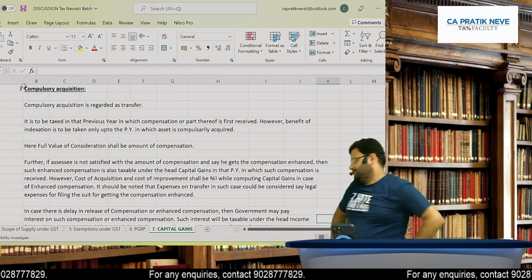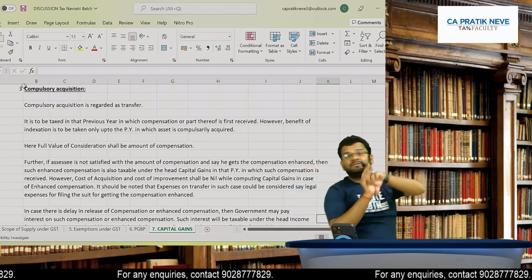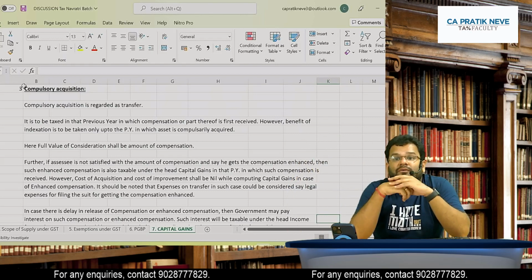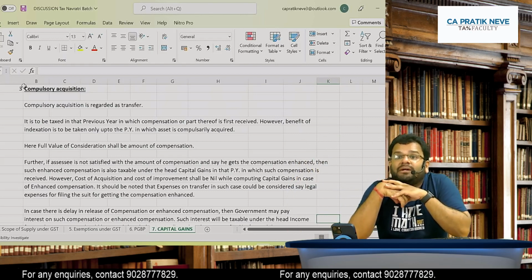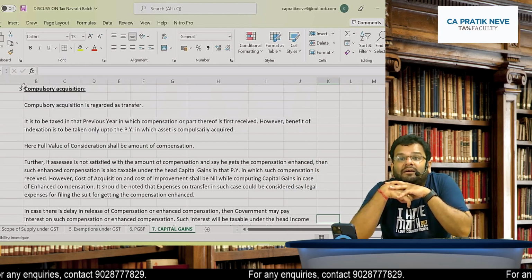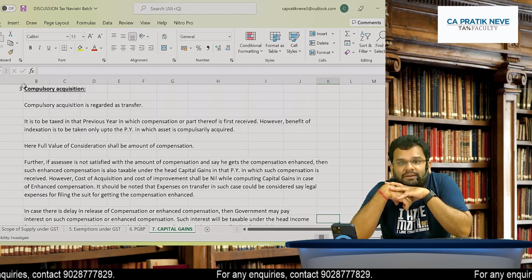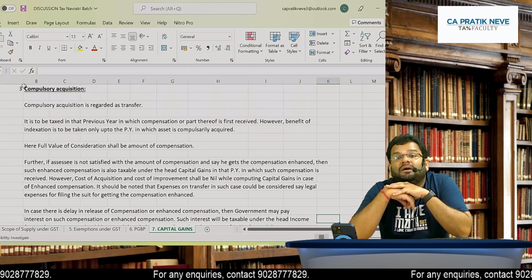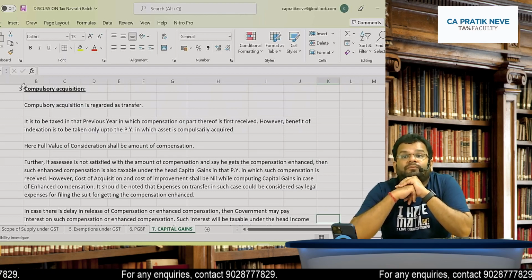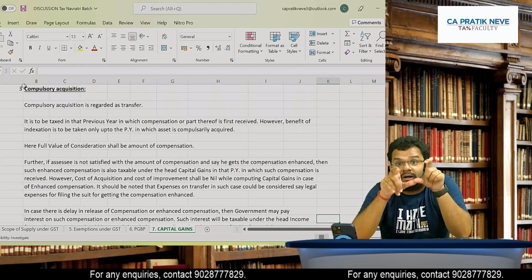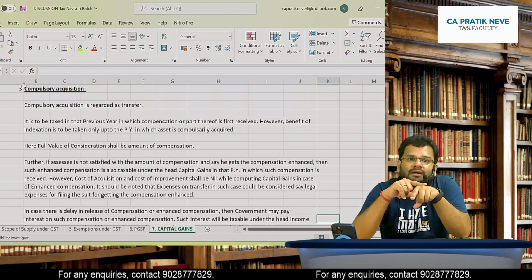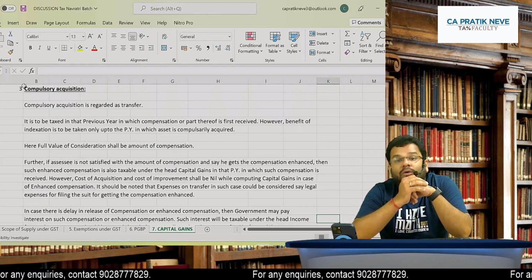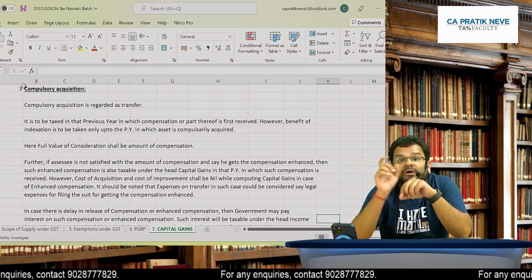Compulsory acquisition. इसमें क्या होगा? What happens in compulsory acquisition? Government compulsorily acquires. Now what happened is government acquired your plot of land in 1920, but they paid you compensation in 21-22. It is called as transfer in 1920, but you have to pay tax in 21-22. That is when compensation or part thereof is first received.